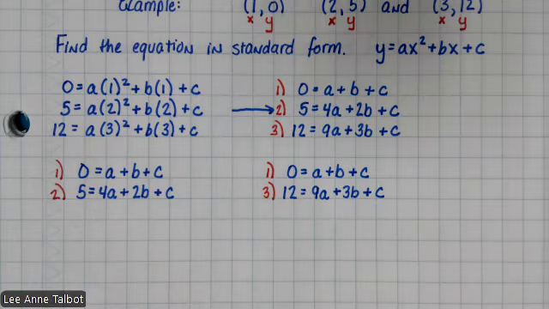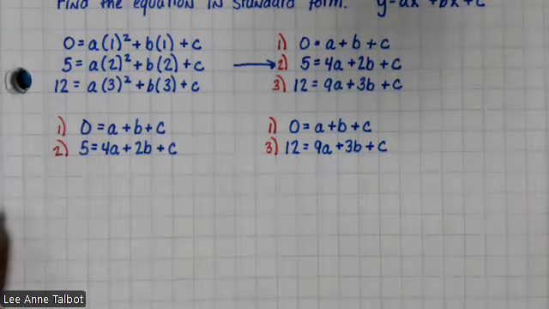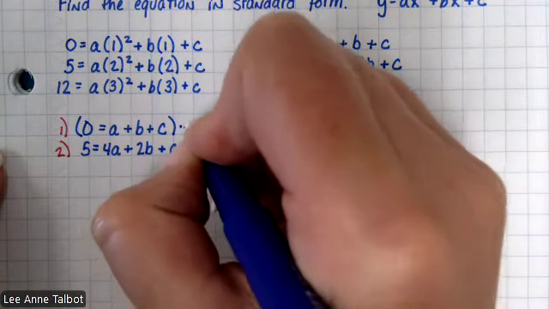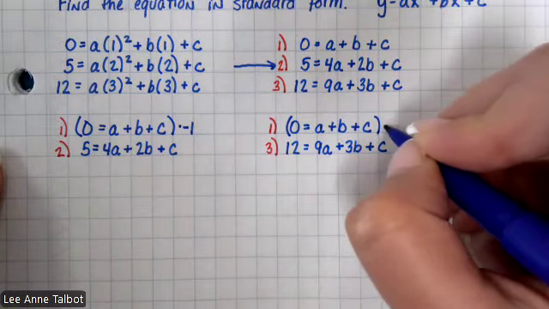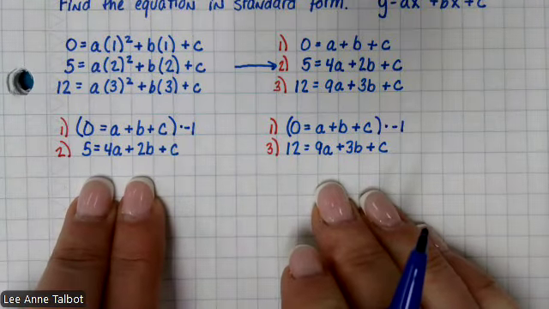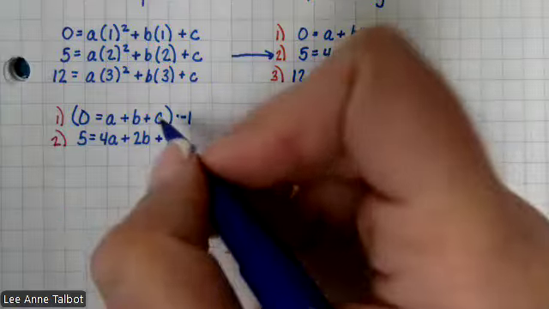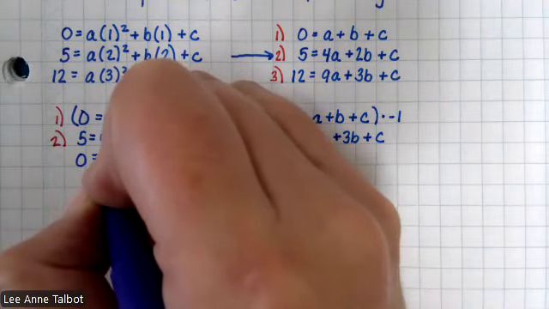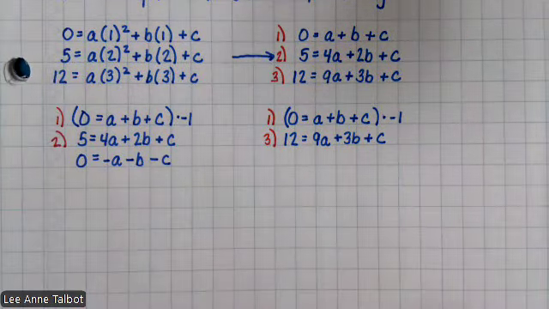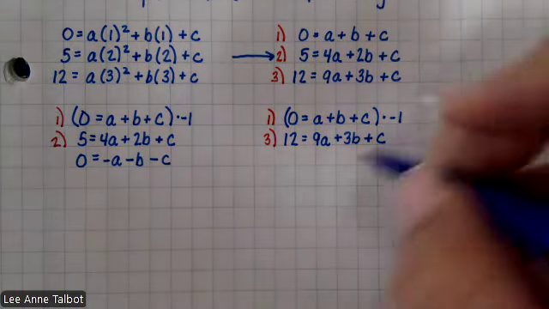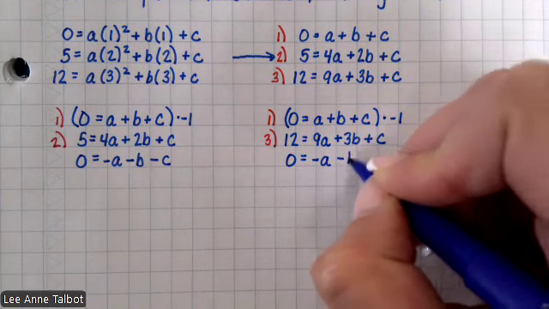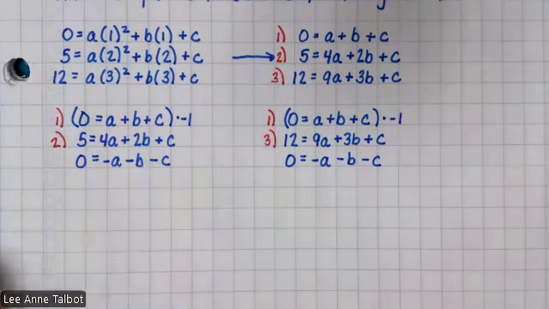Okay, these can always be eliminated with subtraction, but I don't like subtraction. So what I like to do is take the top equation and multiply it by -1 and just write it right underneath the bottom equation because I'm lazy and I don't want to write too much stuff. So this is 0 equals -A minus B minus C.